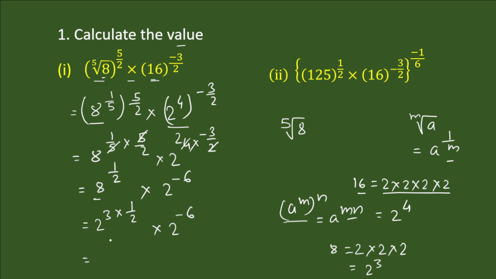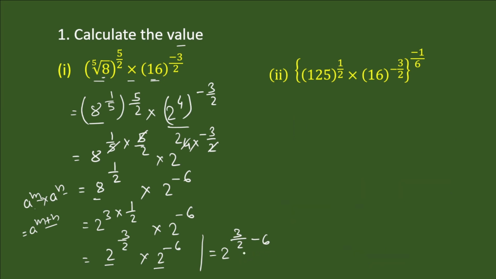Now solving this, we have 2 powered by 3 multiplied by 1 by 2 will be 2 powered by 3 by 2, and it is multiplied by 2 powered by negative 6. Now in this expression the base is same, means it is in the form of a powered by m multiplied by a powered by n. Here the base is same but power is different. So we can write this as a powered by m plus n. So we add the powers. And now the base here is 2. So we'll write 2 powered by 3 by 2, and we'll have to add this one. So it is in negative sign, so it will be negative 6, right?